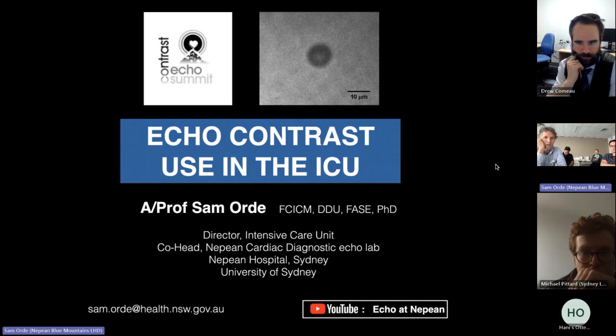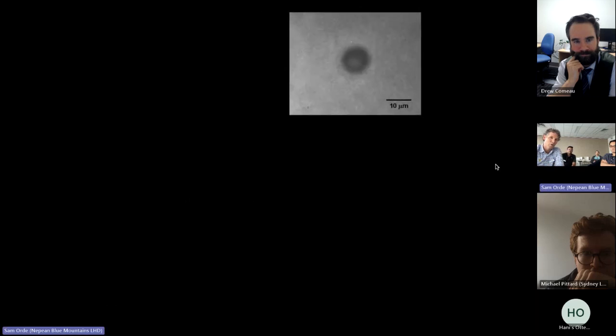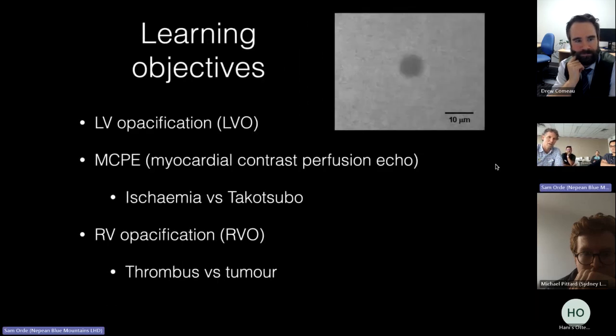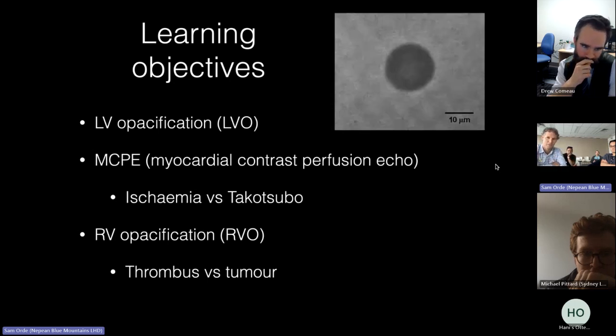So this is a talk I gave a few weeks back for a really cool pair of sonographers who put together the contrast echo summit each year. And I was asked to talk about echo contrast use in the ICU. What you can see here on this little cartoon at the top is what a contrast bubble looks like under ultrasound. And the contrast bubble is made so that we can try and enhance ultrasound reflections.